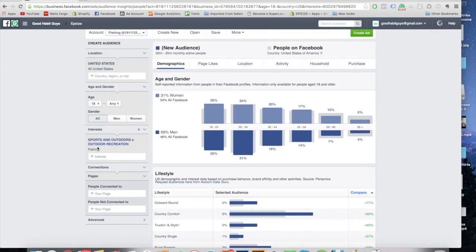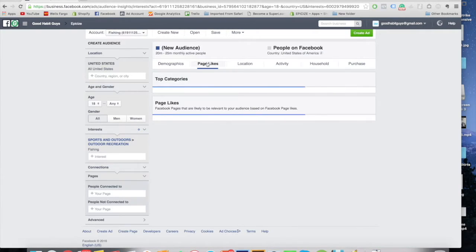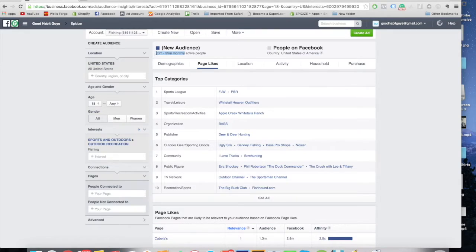You don't want to target those people. I'll show you what I mean by that. Now, this is really important. Each time you search for a certain interest or an audience, we go to page likes, first of all. As you can see, this has 20 to 25 million active people, which already tells you that it's really, really big. And usually audiences this big aren't really specific.